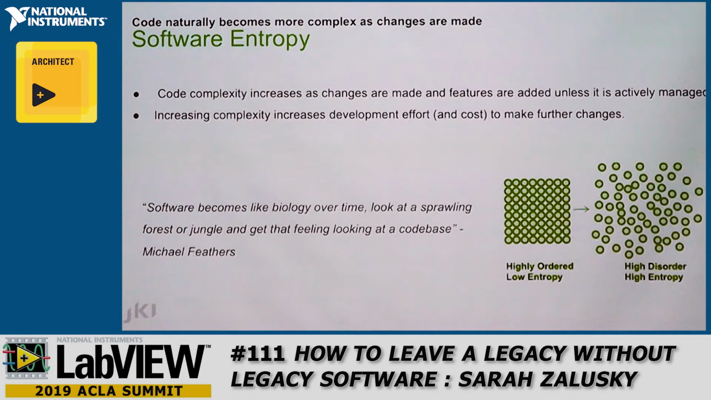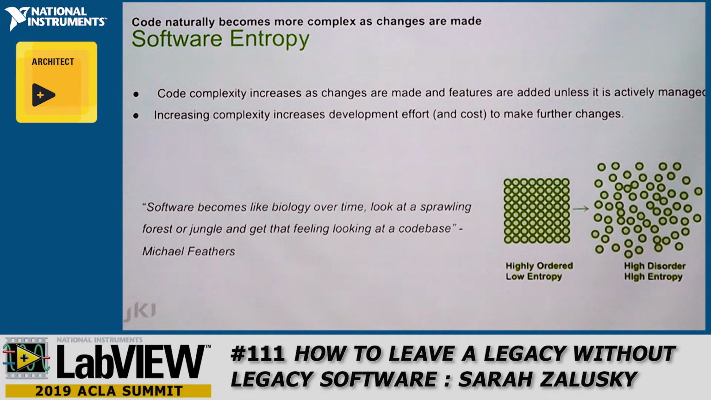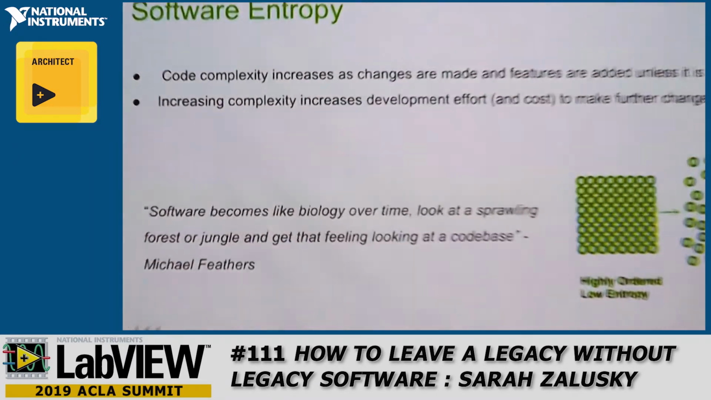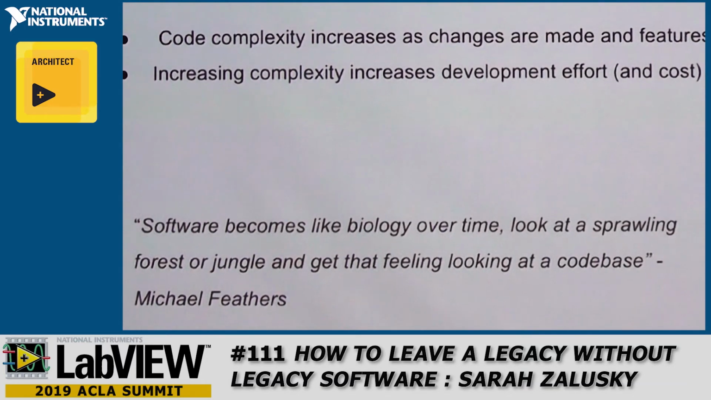So some examples are things like it's much easier to add more functionality to an existing method than to go and create a separate method. It's easier to add another method to an existing class than to go and create a new class. The same thing happens with the Godzilla cluster that started with 4 elements and ends up with 50. So you kind of need to actively manage this increase in complexity, and there are some ways that we can do that. But I also wanted to share this quote from Michael Feathers because I feel like it showcases this concept, which is that software becomes like biology over time. Look at a sprawling forest or jungle and get that feeling looking at a code base.